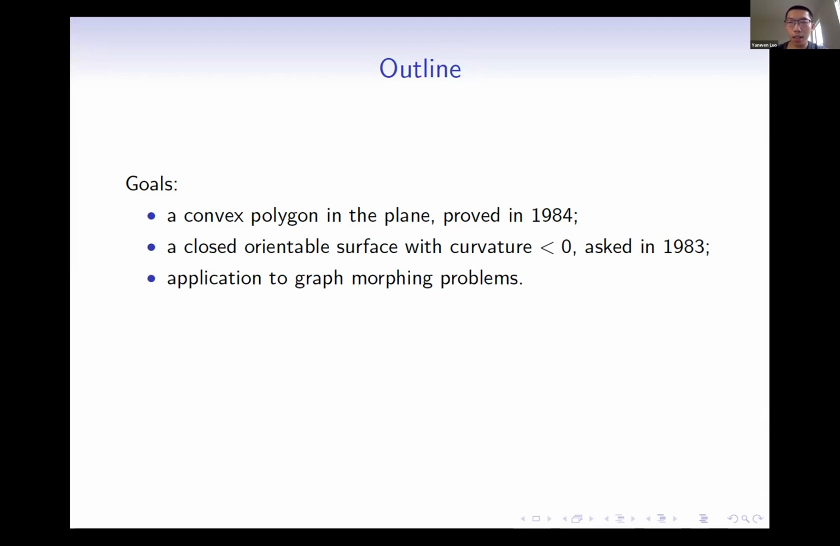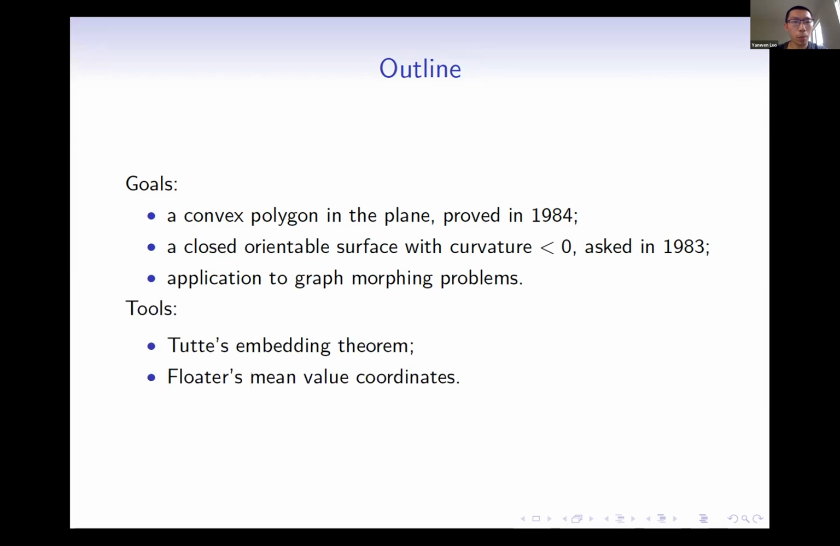Okay, and this framework is really based on 2 facts, and I guess those 2 facts are very simple and practical. The first one is the Tutte embedding theorem. Again, I'm going to give a short introduction to the Tutte embedding theorem. And second is Floater's mean value coordinates. Mean value coordinates are one way to give a parameterization for a disk, and this is very convenient for generating surface parameterizations. And we're going to see the details for this part.